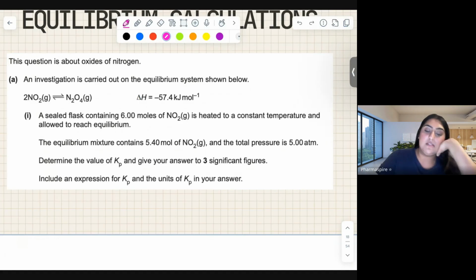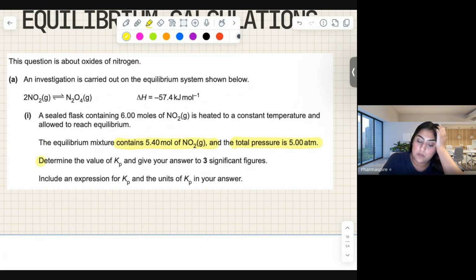We've got an investigation carried out on the equilibrium system shown below: 2NO2 gives you N2O4. A sealed flask containing 6 moles of NO2 is heated to a constant temperature and allowed to reach equilibrium. The mixture contains 5.4 moles of NO2 with a total pressure of 5 atmospheres. They want the Kp to 3 significant figures, and they want a Kp expression.